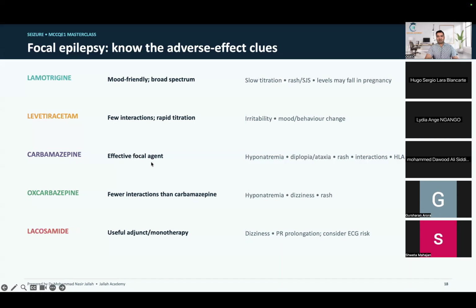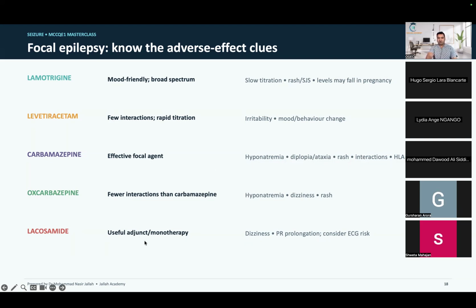Carbamazepine is an effective focal agent. It is good for focal seizures but worsens generalized ones. If you have a focal seizure, you can use carbamazepine, but carbamazepine worsens generalized tonic-clonic seizures. Not only that, it also worsens myoclonus. If the patient has myoclonus, a shock-like jerky movement, it will be worsened. So in that case, I will probably not pick this as the best choice. Why? Because the side effects are hyponatremia, diplopia, ataxia, and rashes. Interaction is very high, and there is HLA risk. Same thing, almost the same thing.